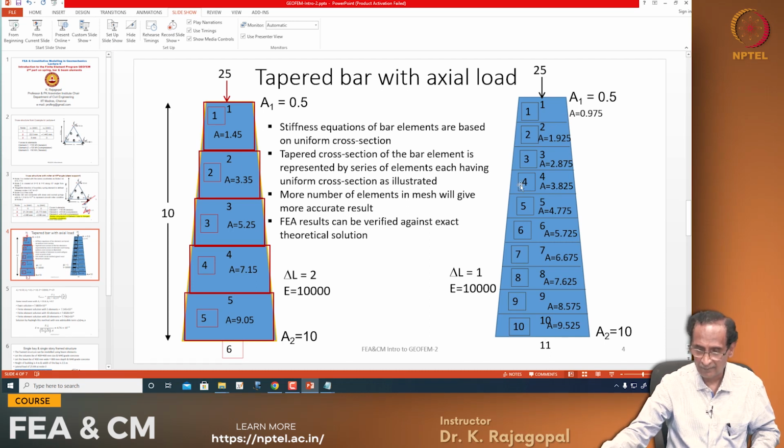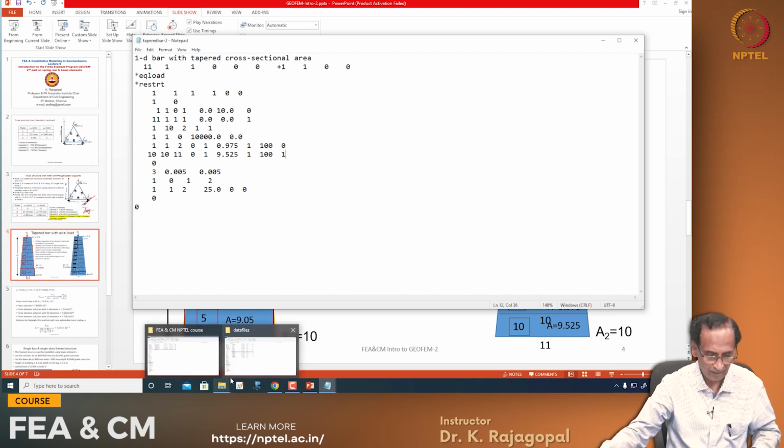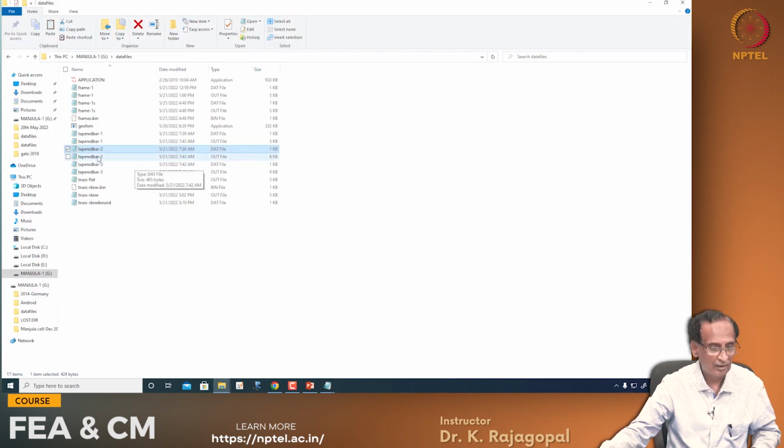There are 11 nodes. Node 1 is at a height of 10 and node 11 is at a height of 0, and then nodes 1, 2, 3, 4 and so on. Element 1 has an area of 0.975, whereas element 10 has an area of 9.525, right. Okay, so that is 0.975 and 9.525, and now let us look at the result.